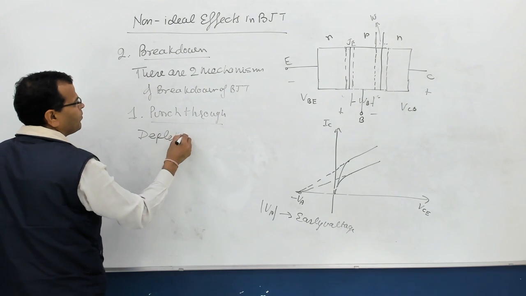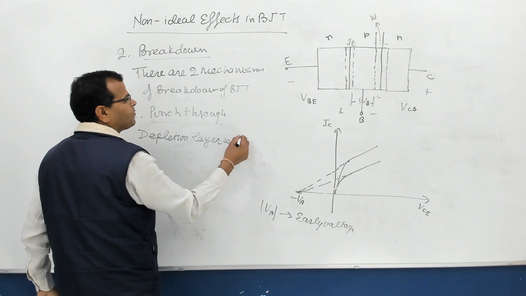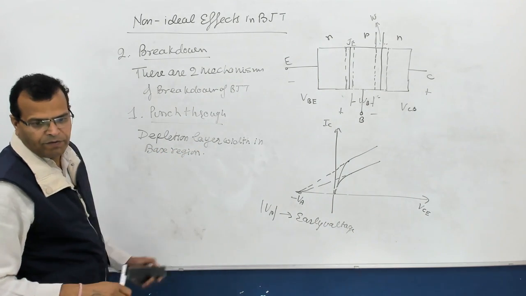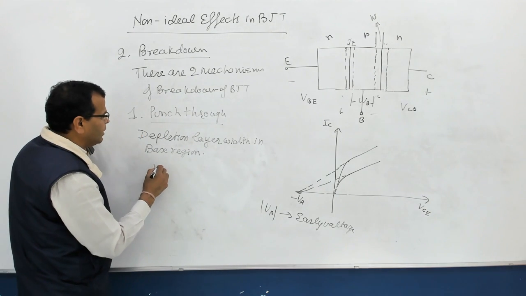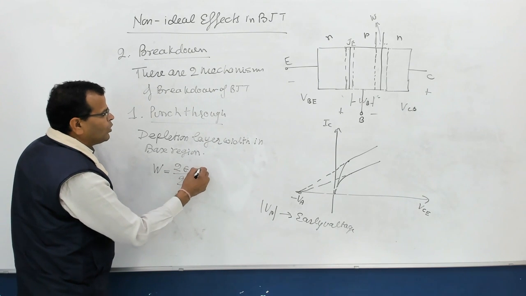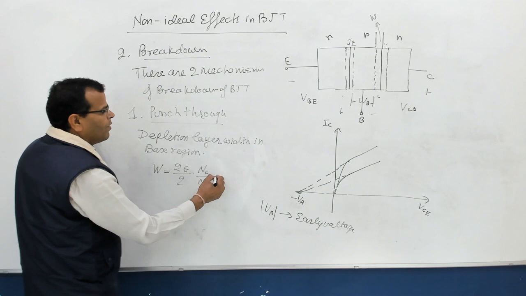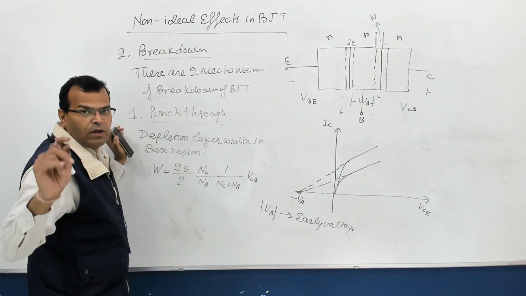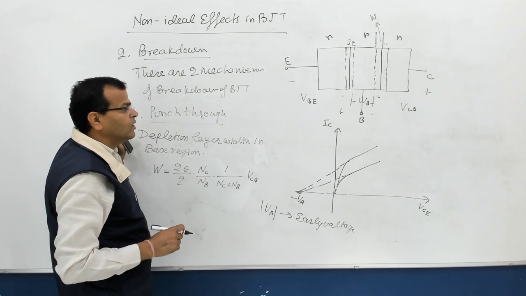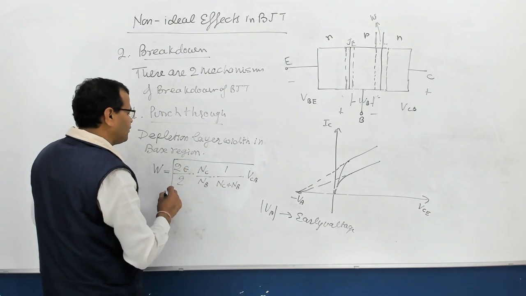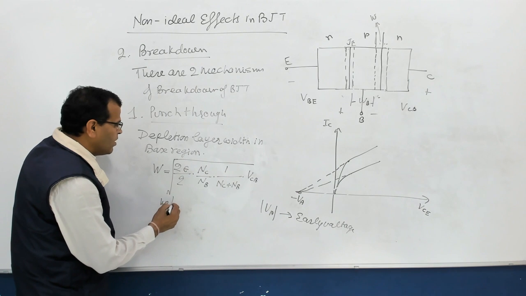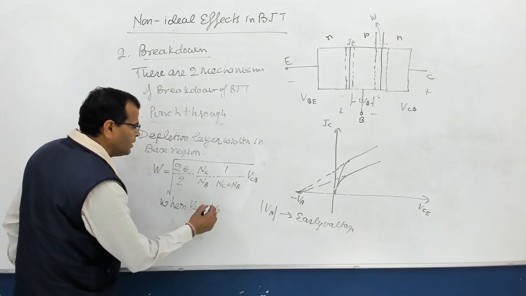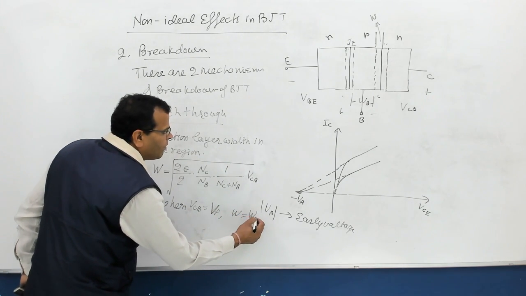Let us see that. The depletion layer width is given by W equals the square root of 2 epsilon by Q into NC upon NB by NC plus NB into VCB. I am neglecting the built-in potential at this point. So when the voltage VCB is equal to the punch through voltage, that is large enough, please remember, the whole of the base region will be covered by the depletion layer.